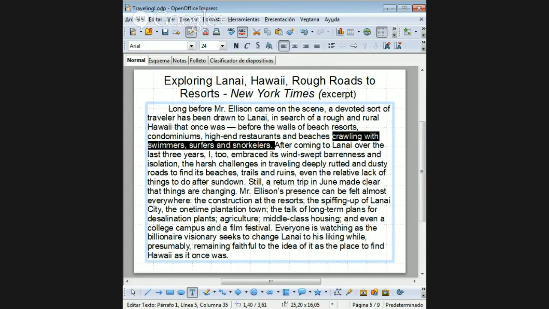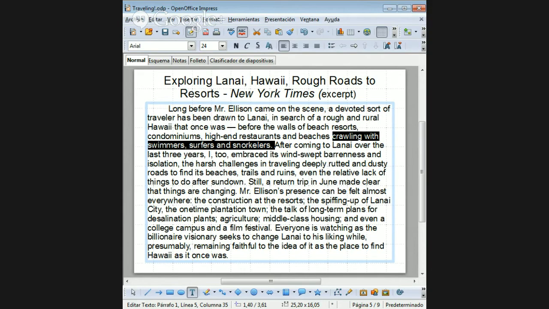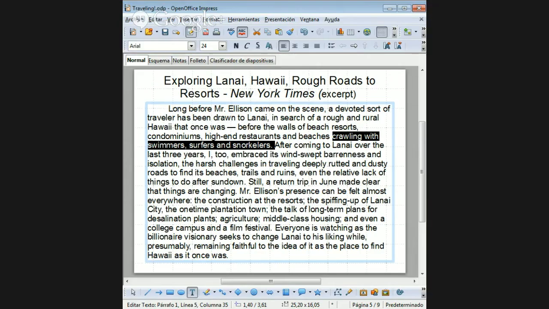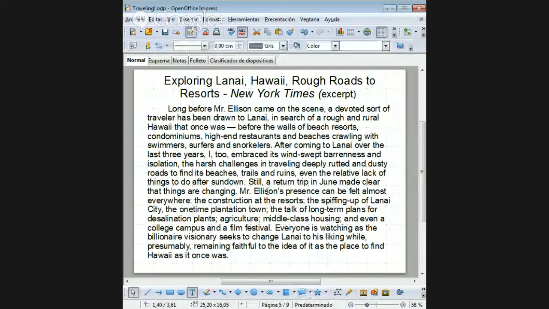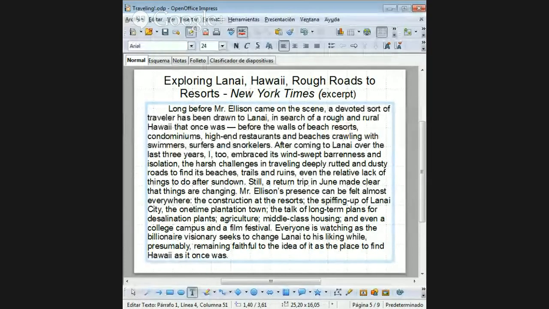But what's crawling with swimmers, surfers, and snorkelers mean? So what's it mean to be crawling with people? I don't know, teacher. Does anybody else have any ideas? Jorge or Claudia, Antonio or Ken? Any ideas what it means to be crawling with swimmers, surfers, and snorkelers? When there's a lot of people? Yeah, exactly. And it's full of people doing those activities.